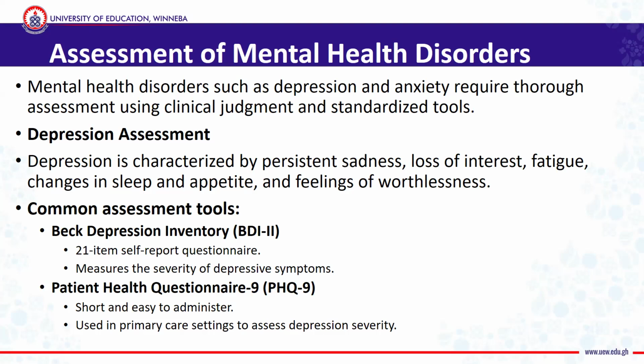So the Beck Inventory is 21 items. It measures the severity of the symptoms of depression. And we have the Patient Health Questionnaire, PHQ-9, short and easy to administer. They are just 9 items. And it's used in primary care settings to assess the severity of depression. So if you are a counselor in your facility and you would want to ascertain the depression level of someone, whether someone is depressed or not, you can use any of these two to do that.